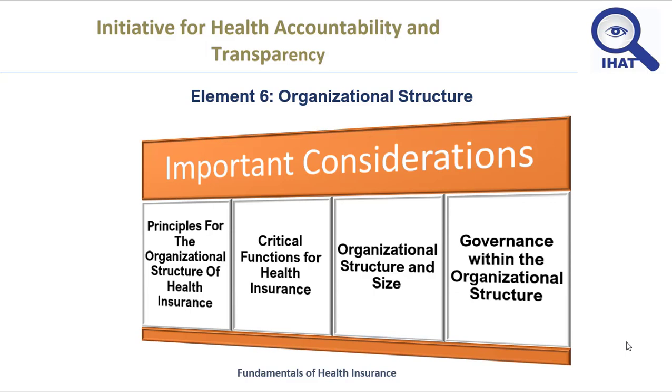Now to the sixth element of the design, which is looking at the organizational structure. Four important considerations will be discussed under this element. The first is to look at the principles for the organizational structure of health insurance, to look at the critical functions for health insurance, the organizational structure and size, and the governance within the organizational structure.